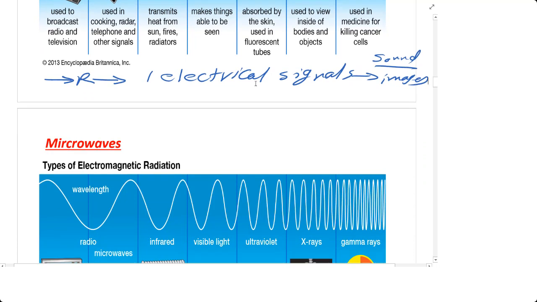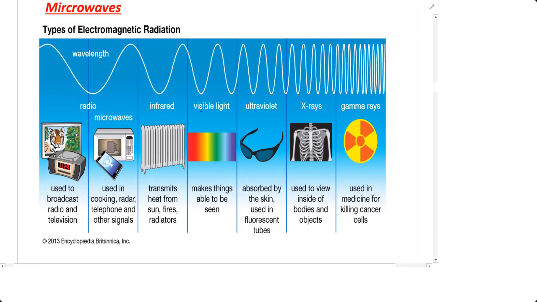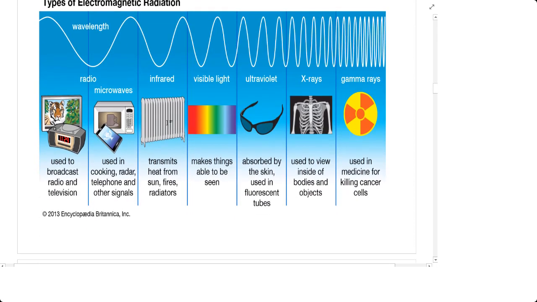Okay. Then we are going to discuss the microwaves. So actually, microwave has less wavelength than the radio, has a greater energy than the radio, and has a greater frequency than the radio, as we explained before. Also, we use this microwave. All of us know or have this device at our homes, which is the microwave oven, that we use in cooking and heating food.